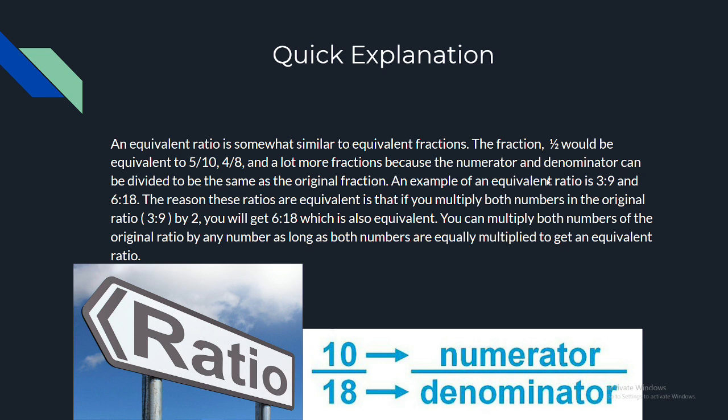An example of an equivalent ratio is 3:9 and 6:18. The reason these ratios are equivalent is because if you multiply both numbers in the original ratio, 3:9, by 2, you will get 6:18, which is also equivalent. You can multiply both numbers of the original ratio by any number as long as both numbers are equally multiplied to get an equivalent ratio.